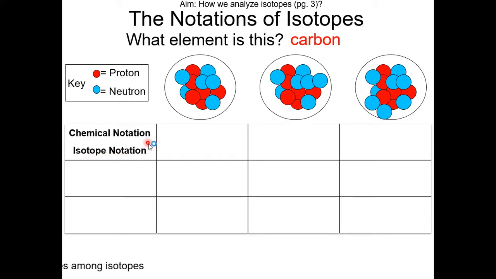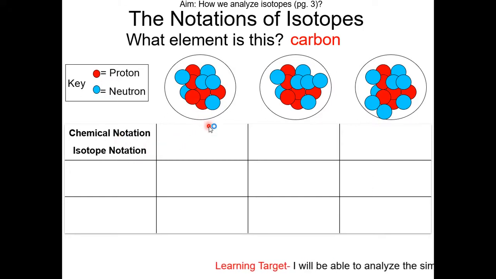Isotope notation is the same as chemical notation. To write the chemical notation, we need the element symbol, atomic number, and mass number. The symbol of carbon is C, the atomic number is 6. To determine the mass number, we must determine the number of neutrons in the nucleus. This nucleus has 6 neutrons, therefore the mass number is 12. This is the isotope notation or chemical notation of this nucleus.